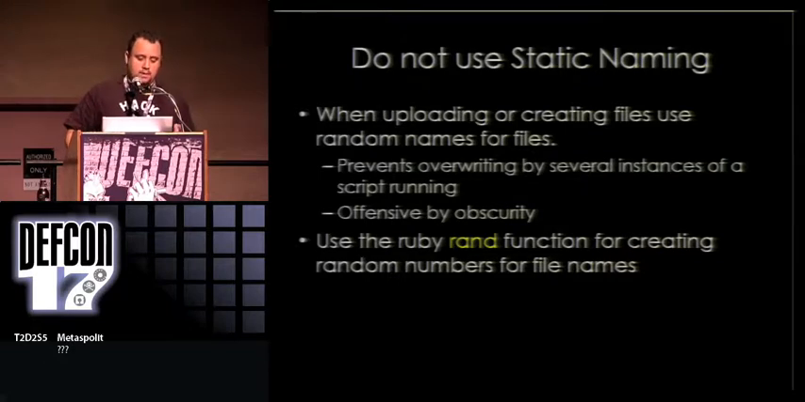Also, offensive obscurity. By doing this, you'll also be obscure. I use the rand function. I have friends that use the MD5 function inside Ruby to create their names. You can use whatever you want as long as they're not the same and they're random.